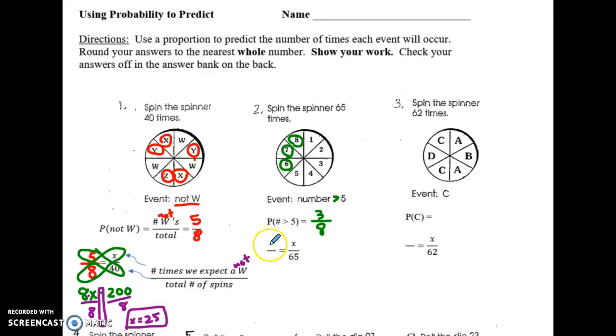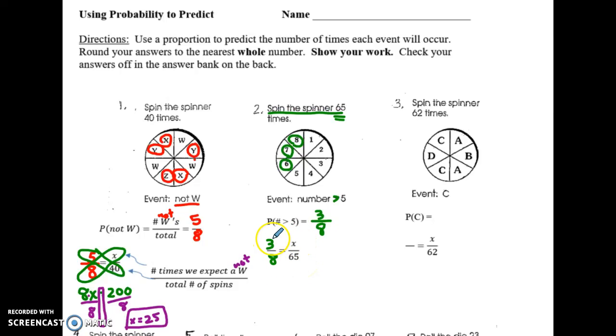We are going to take this probability fraction and we're going to put it into our proportion for this question. Now the reason why 3 out of 8 equals x over 65 this time is because for this particular problem, we're not going to spin the spinner 40 times like we did over here. We're going to spin it 65 times. So again, the total number of spins goes on the bottom, and then x is the number we're interested in.